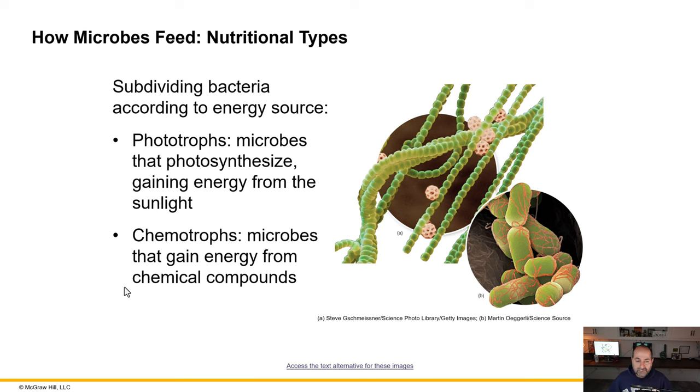Phototrophs, on the other hand, these would be your photosynthesizers. These would be organisms like cyanobacteria, algae, plants, trees, photosynthetic organisms. These are the organisms that obtain their energy from sunlight.